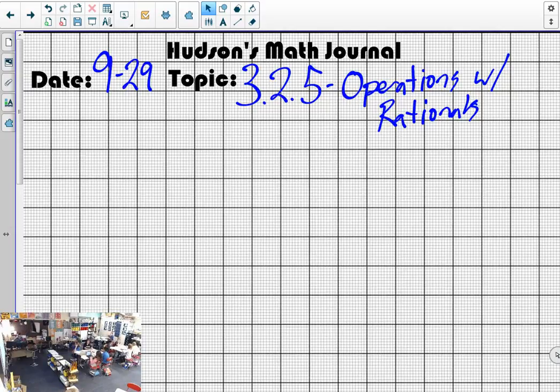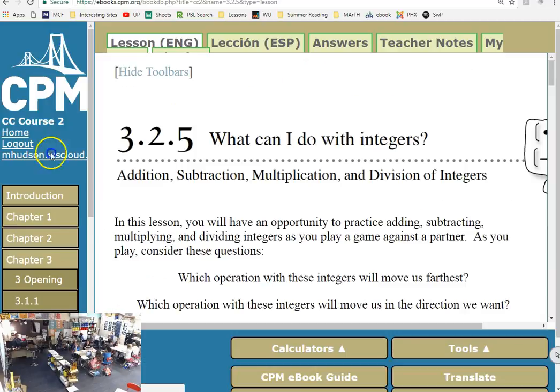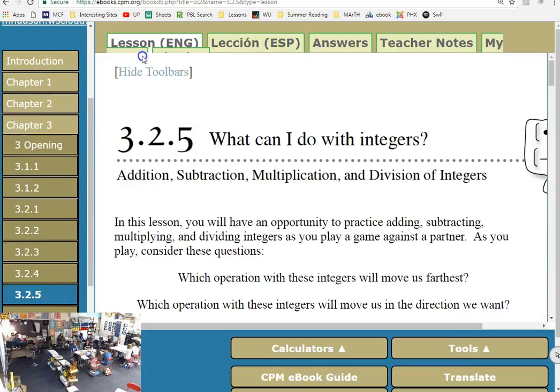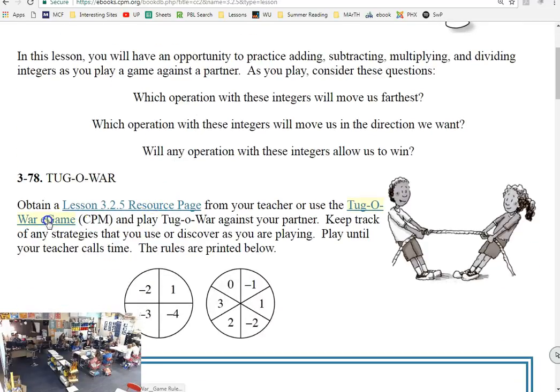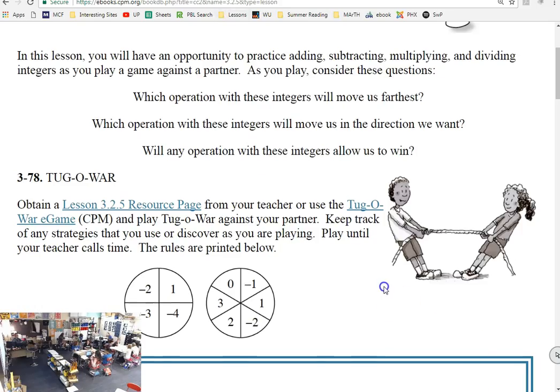All right, here's what's up. Check it out in your digital text. Hey guys, like I said, case of the Fridays, even if you're on a Chromebook, it does not take talking to get where you need to be. If you don't remember how to get to the digital textbook, go to Schoology. On my Schoology page, there's a link saved. Otherwise, you can just search CPM ebook, and you will also get to it. Once you're in 3.2.5, click on the Tug O' War e-game. From there, it will pop up this. Now, please stay quiet for just a couple minutes.